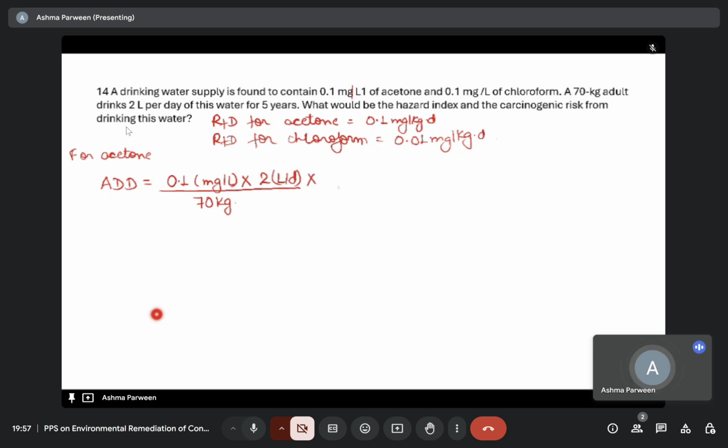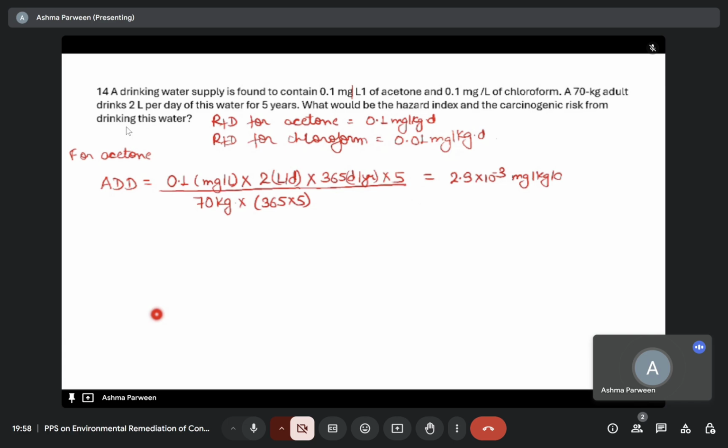Multiplied by exposure duration, sorry, exposure frequency is 365 days per year, and duration is 5 years. And here the averaging time will be 365 into 5. So we are getting the average daily dose of 2.9 into 10 raised to power minus 3 milligram per kg per day.